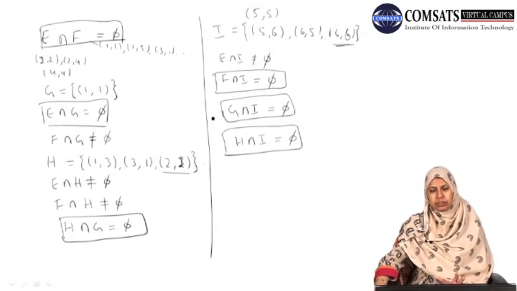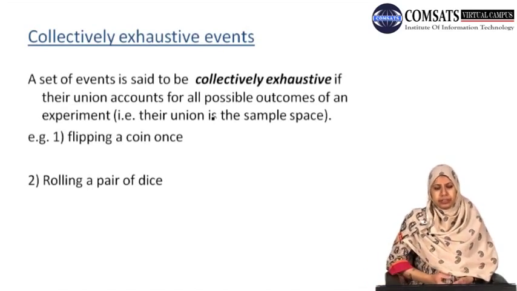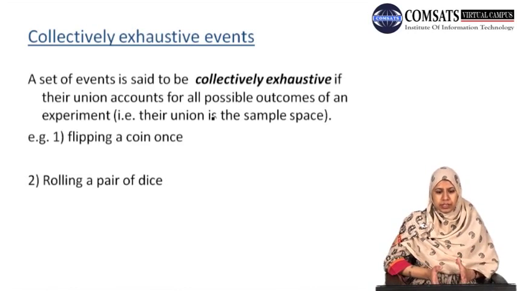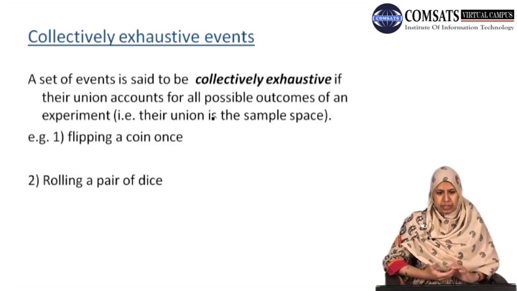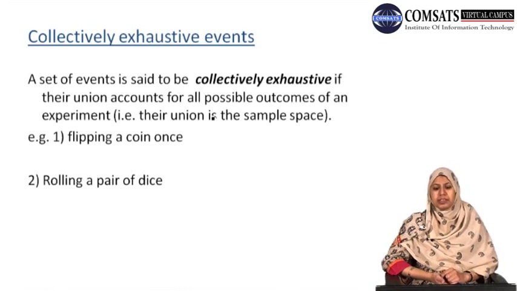Now we define another concept related to events, which is called collectively exhaustive events. By collectively exhaustive events we mean that we have a set of events, and if their union gives us the whole sample space, then that set of events is known as collectively exhaustive. That is, a set of events is said to be collectively exhaustive if their union accounts for all possible outcomes of an experiment, that is, their union is the whole sample space.